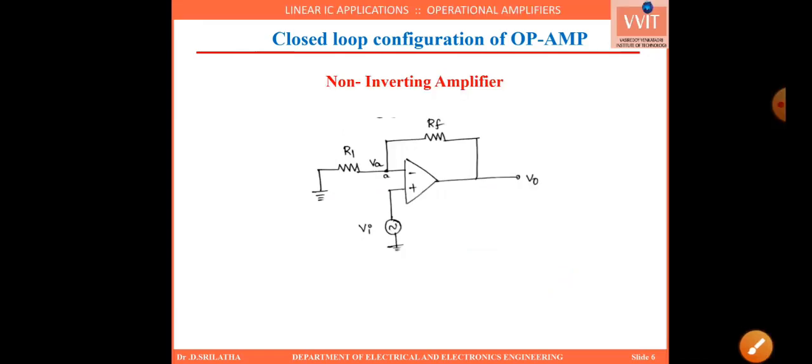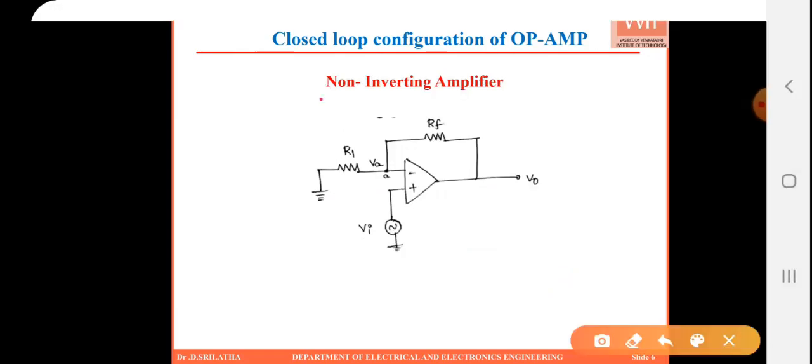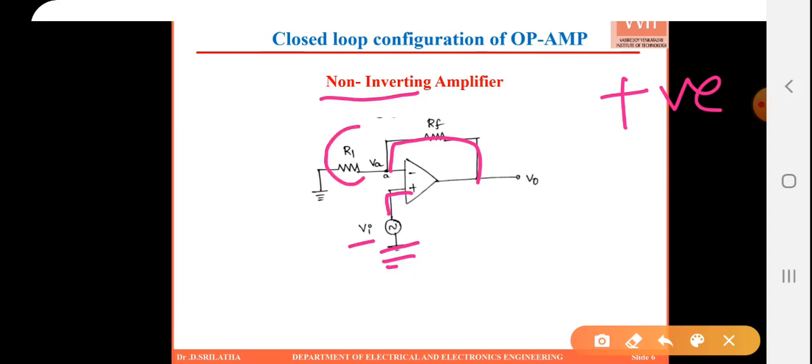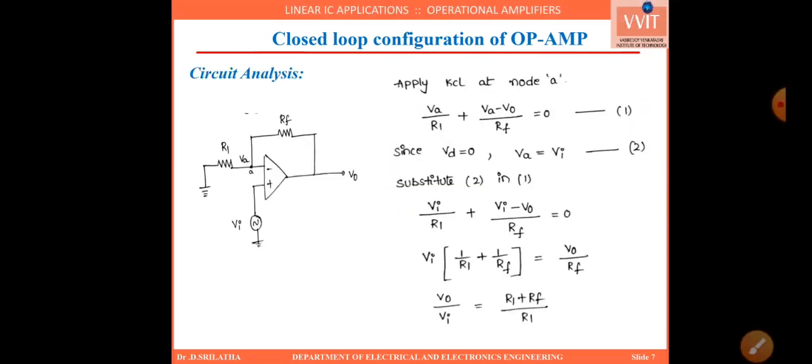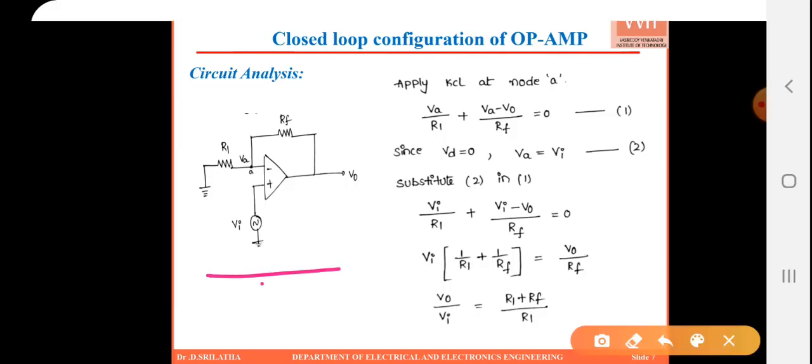Next, coming to the non-inverting amplifier. Non-inverting amplifier means we are connecting the input source to the non-inverting terminal, which means the positive terminal. So, to this positive terminal, I am going to connect a source of Vi. And this is our feedback resistance in closed loop configuration, RF. And this is the input resistance, which is directly grounded. So, Vi is the input source voltage and V naught is the output voltage. Now, let us see the analysis of this non-inverting amplifier. So, here it is our circuit.